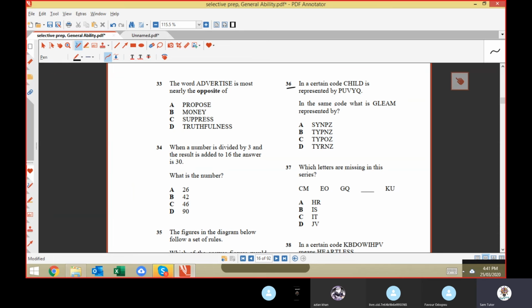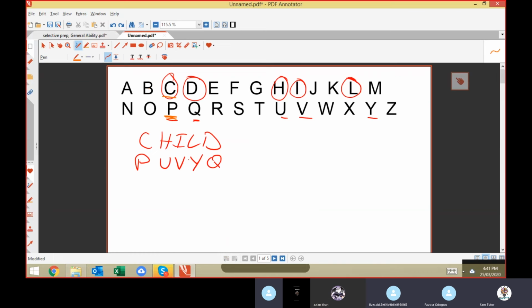In a certain code, child is represented by P, U, V, Y, Q, with the word clean. So child is P U... 1, 2, 3, 4, 5, 6, 7, 8, 9, 10, 11, 12, 13. H to U. The alphabet's 1, 2, 3, 4, 5, 6, 7, 8, 9, 10, 11, 12, 13.